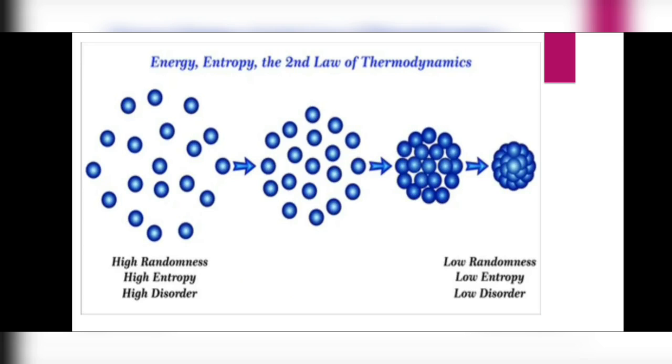Now if you consider the solid state, it is all ordered arranged, isn't it? Ions or molecules are orderly arranged, so entropy will be less. And if you consider the gaseous state, it will have the highest entropy because gases are disordered, they have a high degree of randomness.